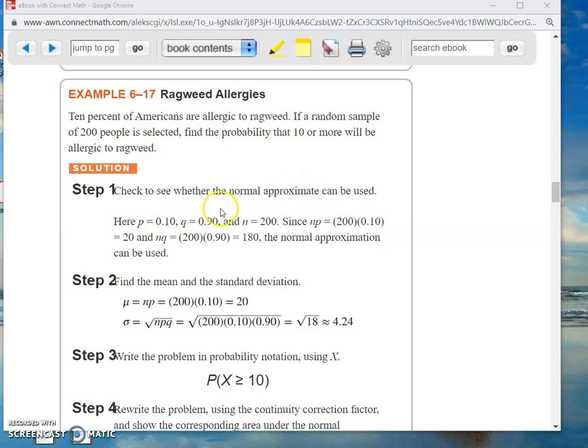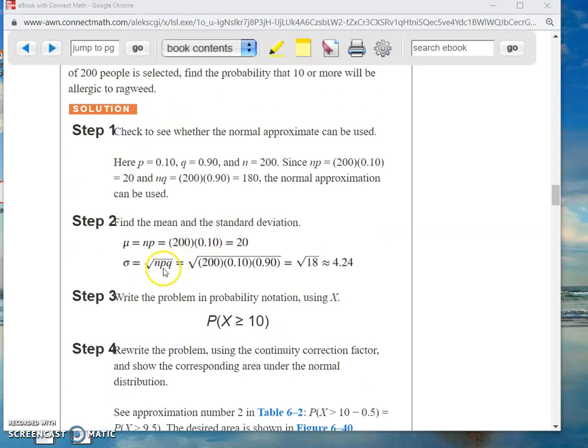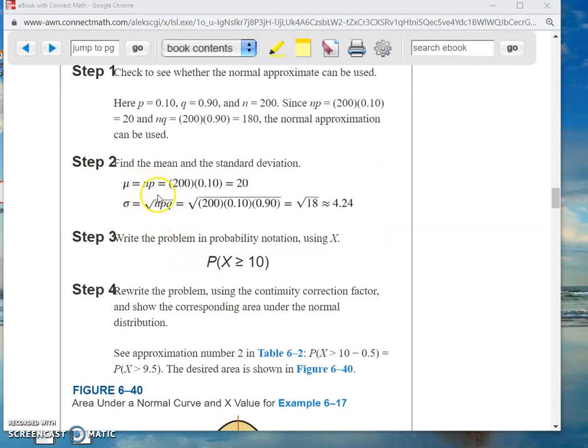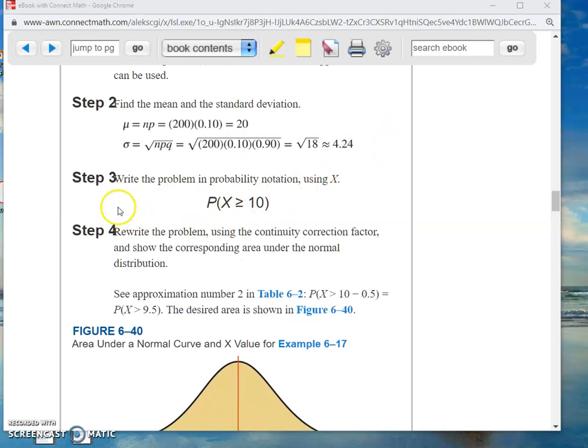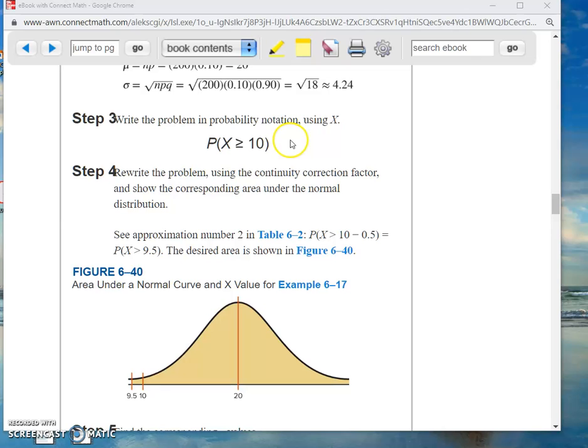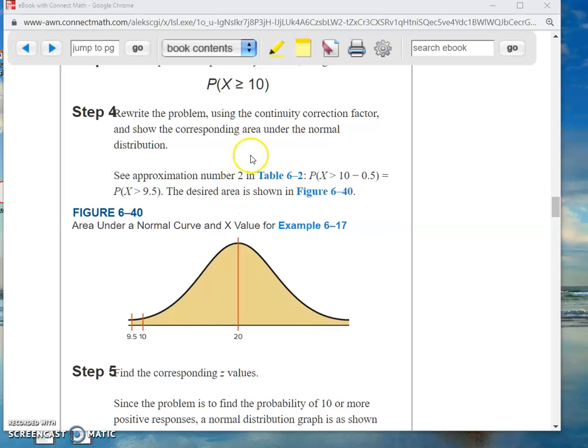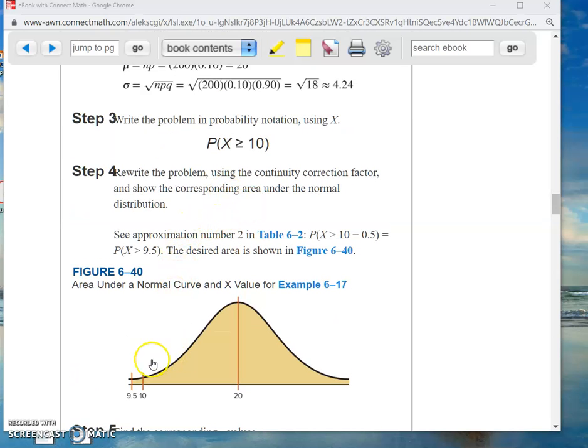First, we make sure that we can use it. P is 10%, because 10% of Americans are allergic. Q is 90%. N is 200. You multiply these out, and they meet the requirements, so we can use the normal approximation. We can find mu and sigma very easily. We write the problem in probability notation to keep us straight. We're going to use the continuity correction factor, and then we draw another cartoon.